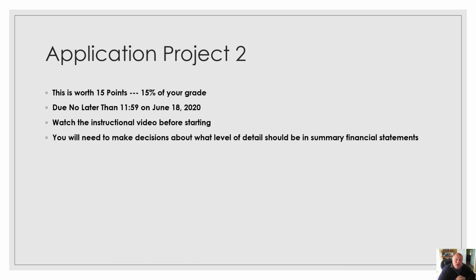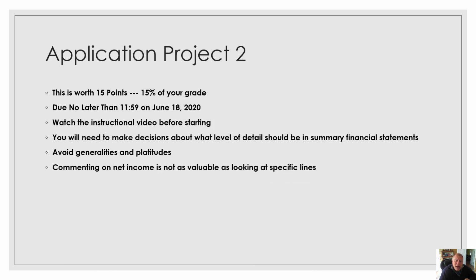Don't try to take a shortcut. You're going to need to make decisions about what level of detail should be in summary financial statements. So we want to look at materiality and meaningfulness as you do that. You want to avoid generalities and platitudes. We've talked about that a little bit before, but try not to say, expenses are up because of inflation. Well, okay, no, that doesn't cut it. Commenting on net income is not as valuable as looking at specific lines. Because remember, net income is a result of revenue less expenses. So you want to comment on what is driving each one, the detail lines.